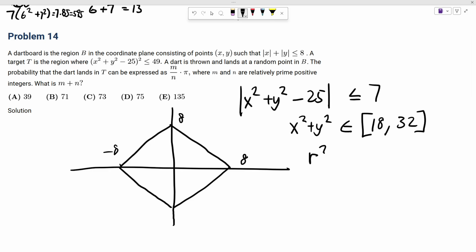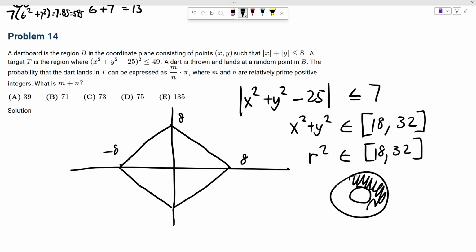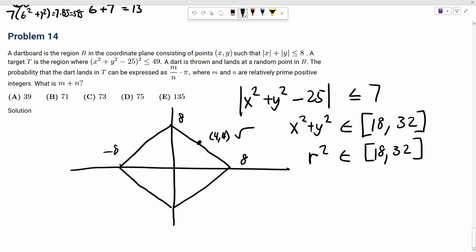But x squared plus y squared is just the squared distance of the point to the origin. So that means that the target just looks like a ring, a donut, if you will. Moreover, the outer radius of the donut is square root of 32. And you'll notice that it's tangent to this big diamond, because this point, which is 4, 4, is exactly square root of 32 units away from the origin. So let's draw the outer ring of this donut and the inner ring of this donut.